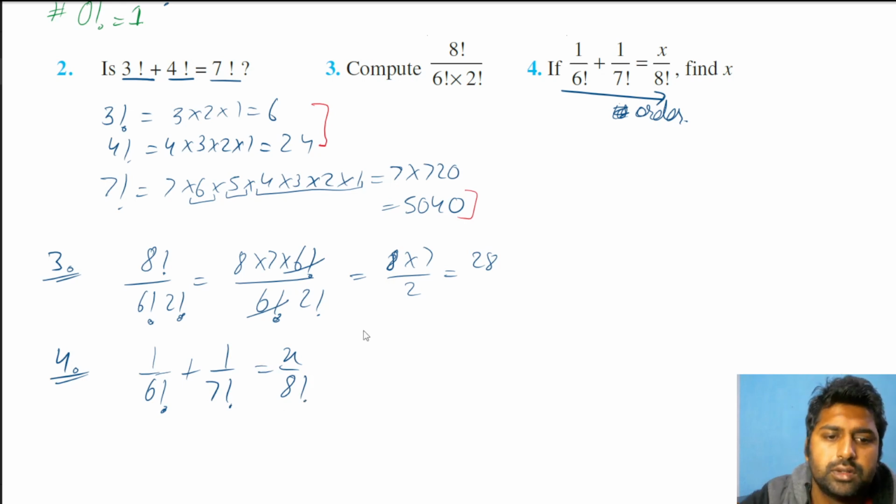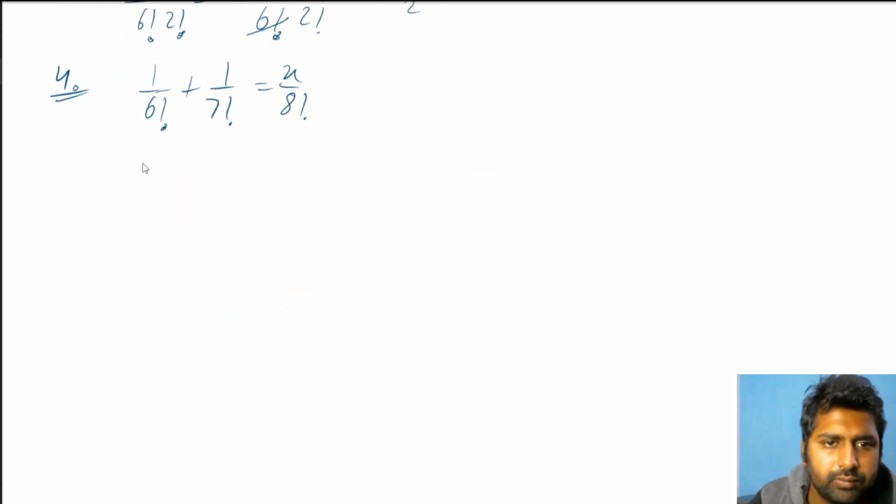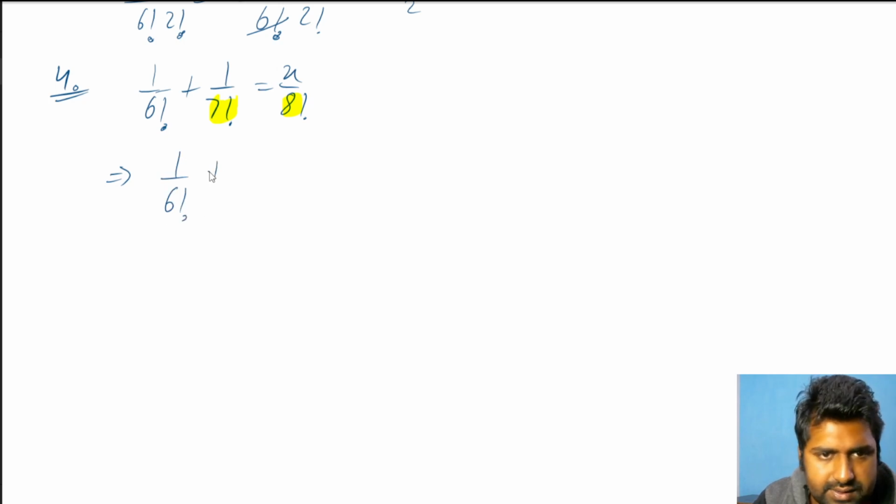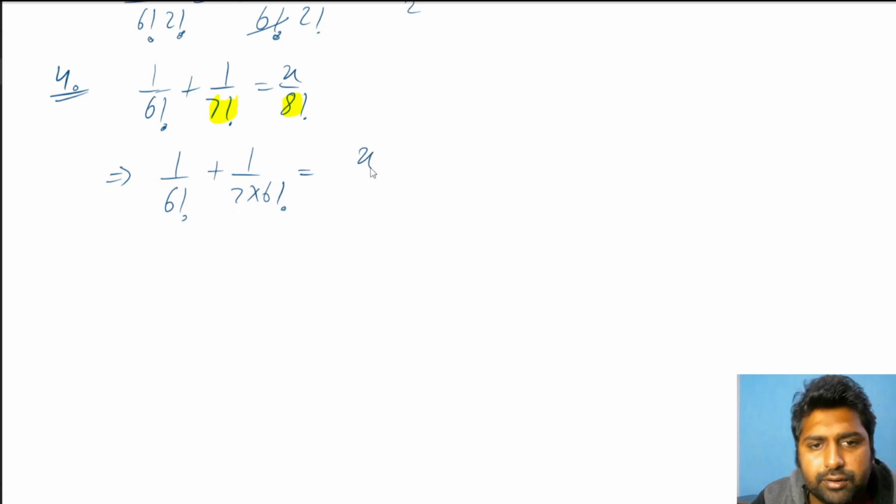Okay, how do we solve this smartly? What you do is always break the larger factorial, the larger factorials are 7 factorial and 8 factorial, into the smaller one. Smallest is 6 factorial. So let's break everything in terms of 6 factorial. 6 factorial is as it is. 7 factorial can be written as 7 into 6 factorial. 8 factorial can be written as 8 into 7 into 6 factorial.